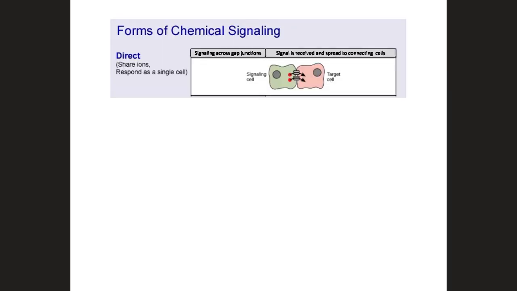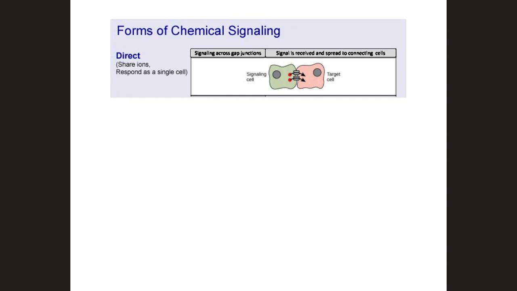I just mentioned that cells communicate with each other through chemical signals, but there are different forms of chemical signaling in your body. The first form that we're looking at is direct. So this is direct signaling.